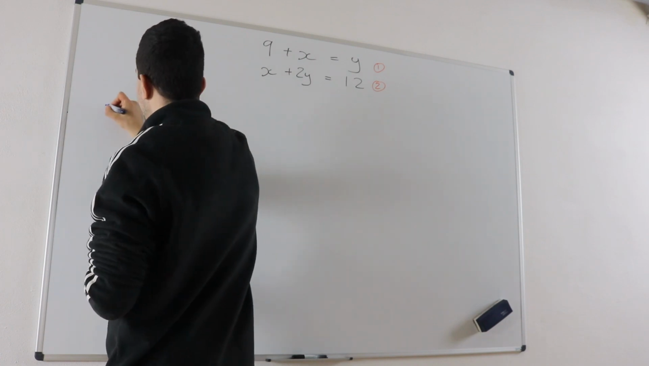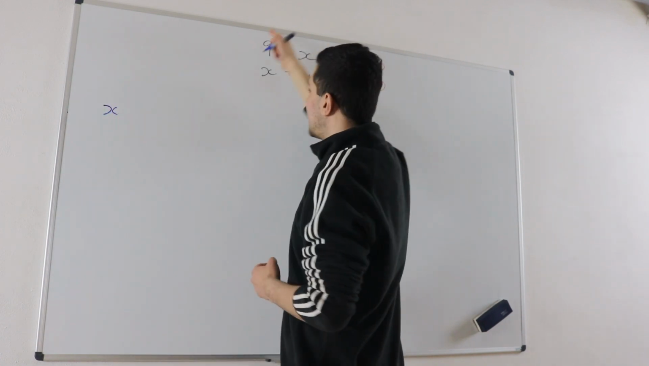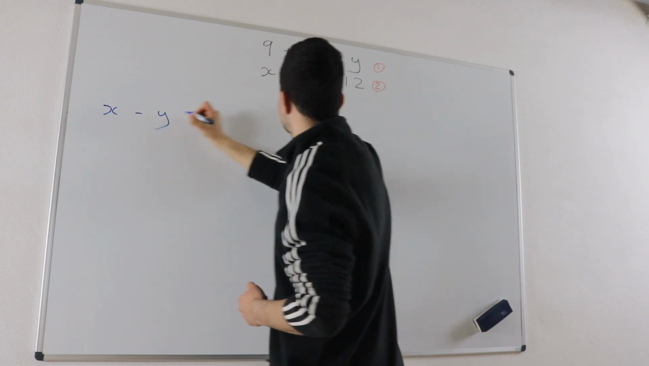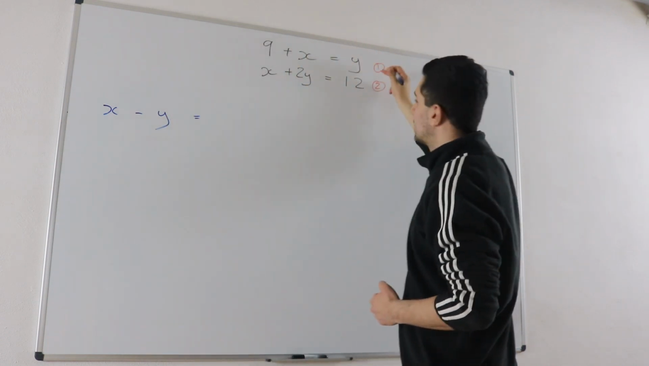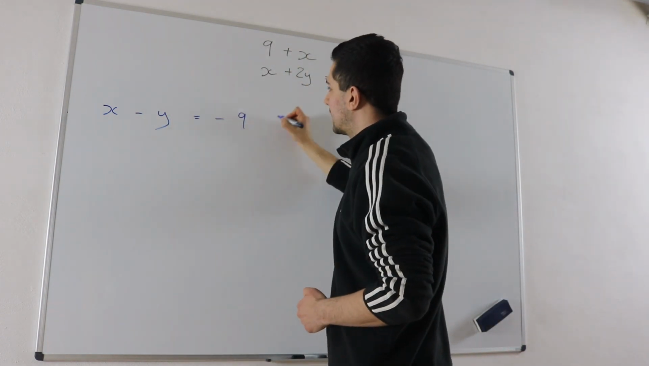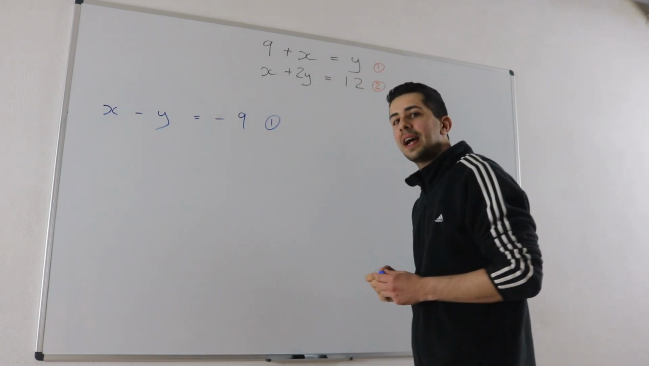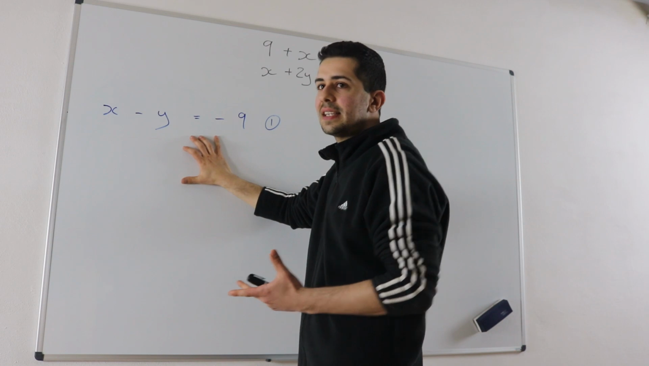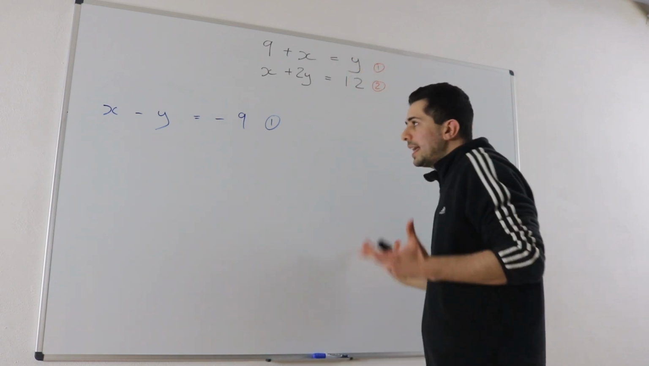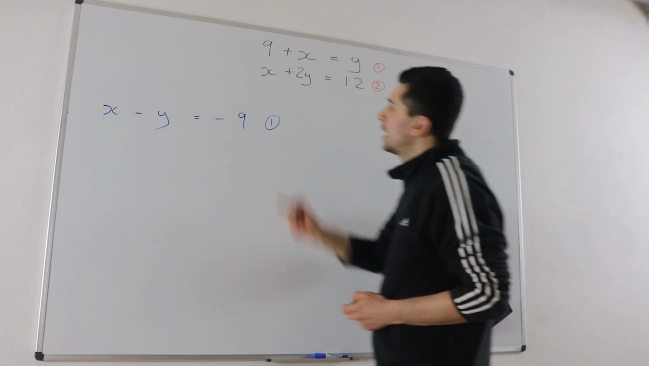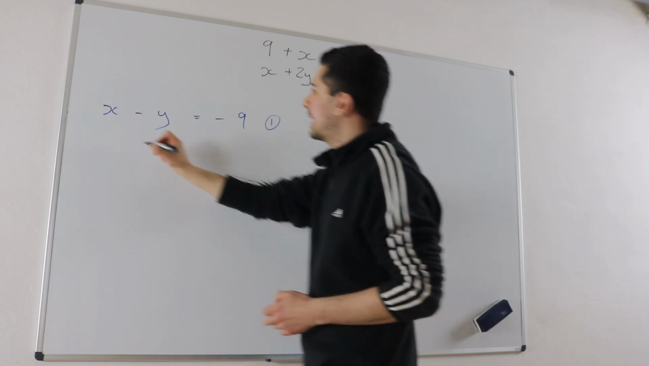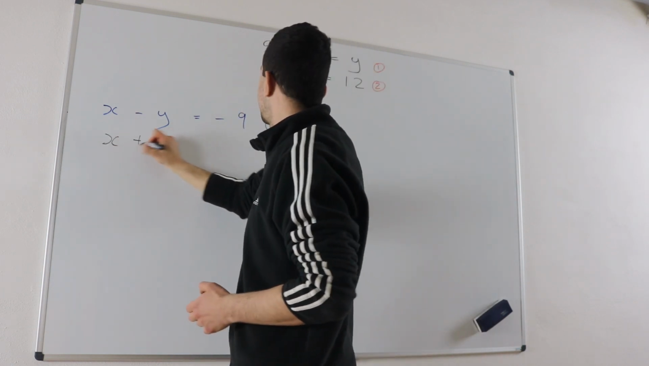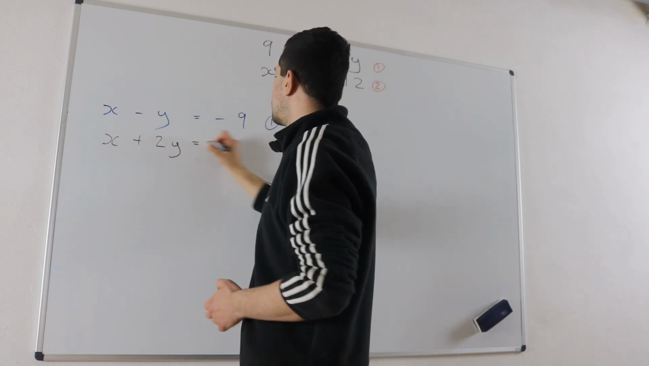So let's start working it out. I have x minus y equals minus 9. And that is the modified equation number 1. Like this, it makes more sense and it is easier to work with. And equation 2, I just copy it ahead. So x plus 2y equals 12.